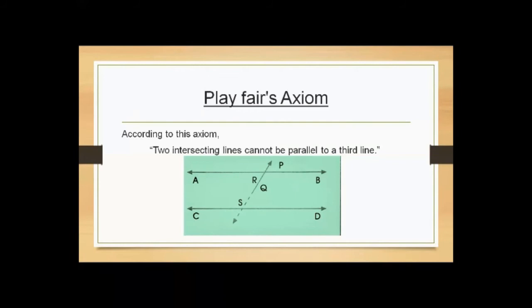As you see, students, there are two intersecting lines. Which intersecting lines are here? In this diagram, AB and CD are two parallel lines. In our previous teaching, we also told what the parallel lines are. These two, AB and CD, are the parallel lines. And the third line, PQ, intersects AB at R and CD at S. So here we conclude that the two intersecting lines AB and PQ cannot be parallel to the third line. These two lines cannot be parallel to the third line, which is CD.